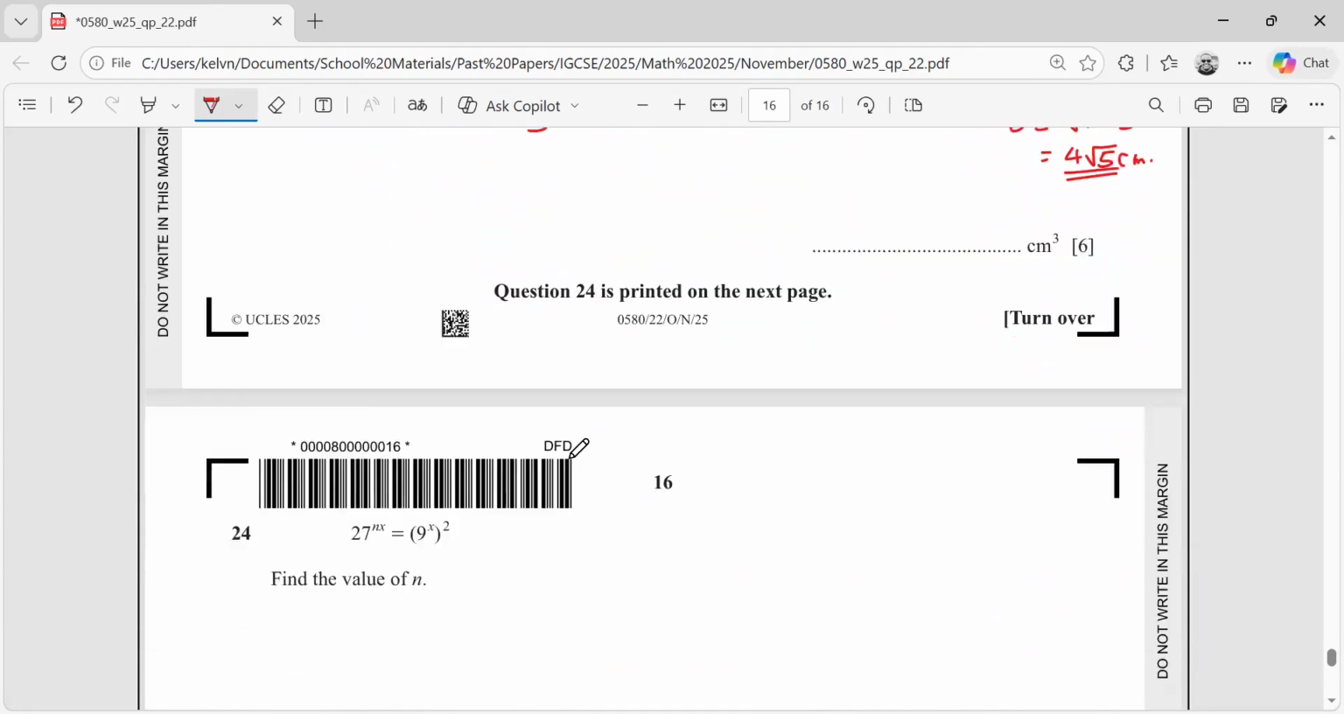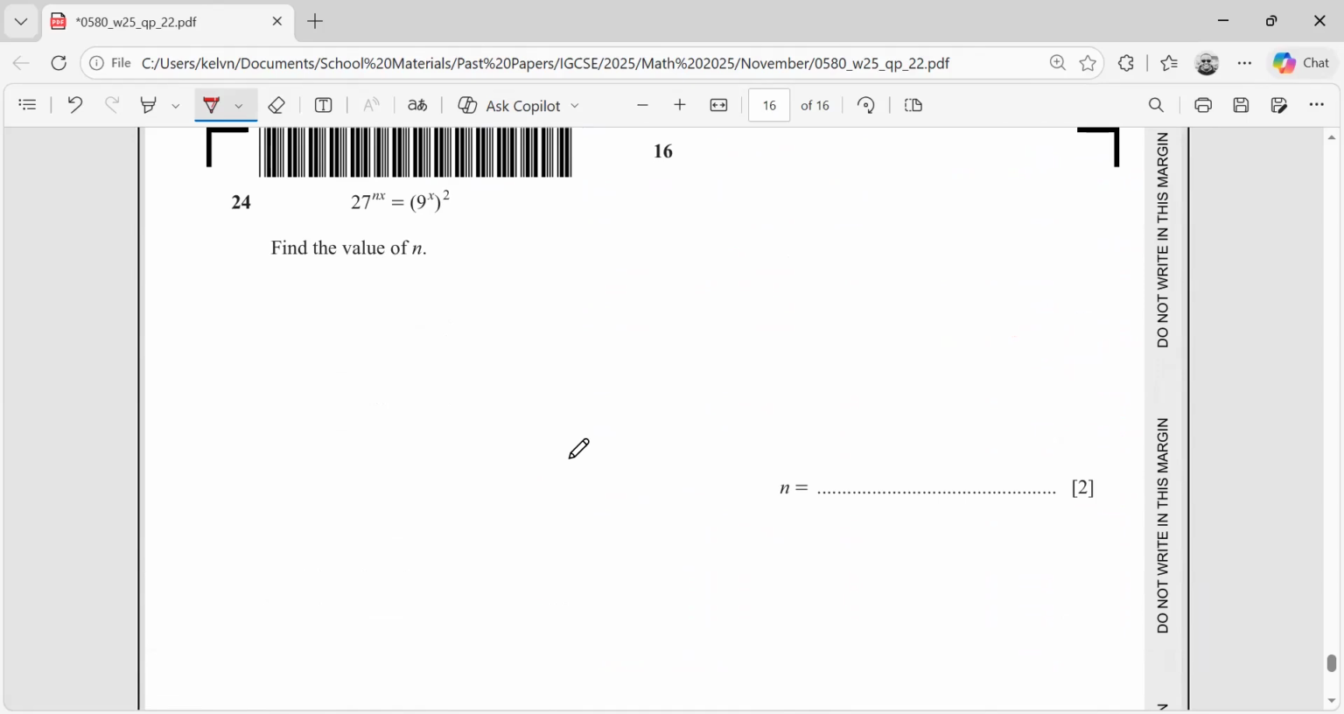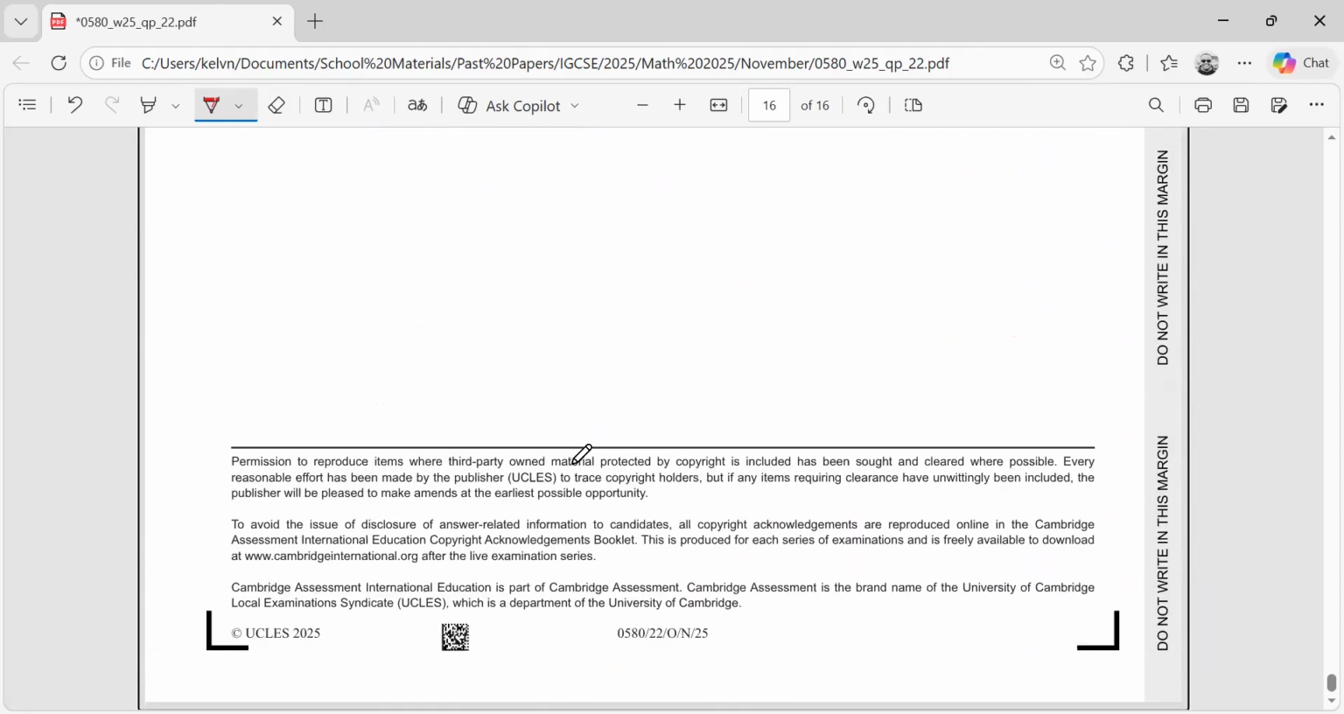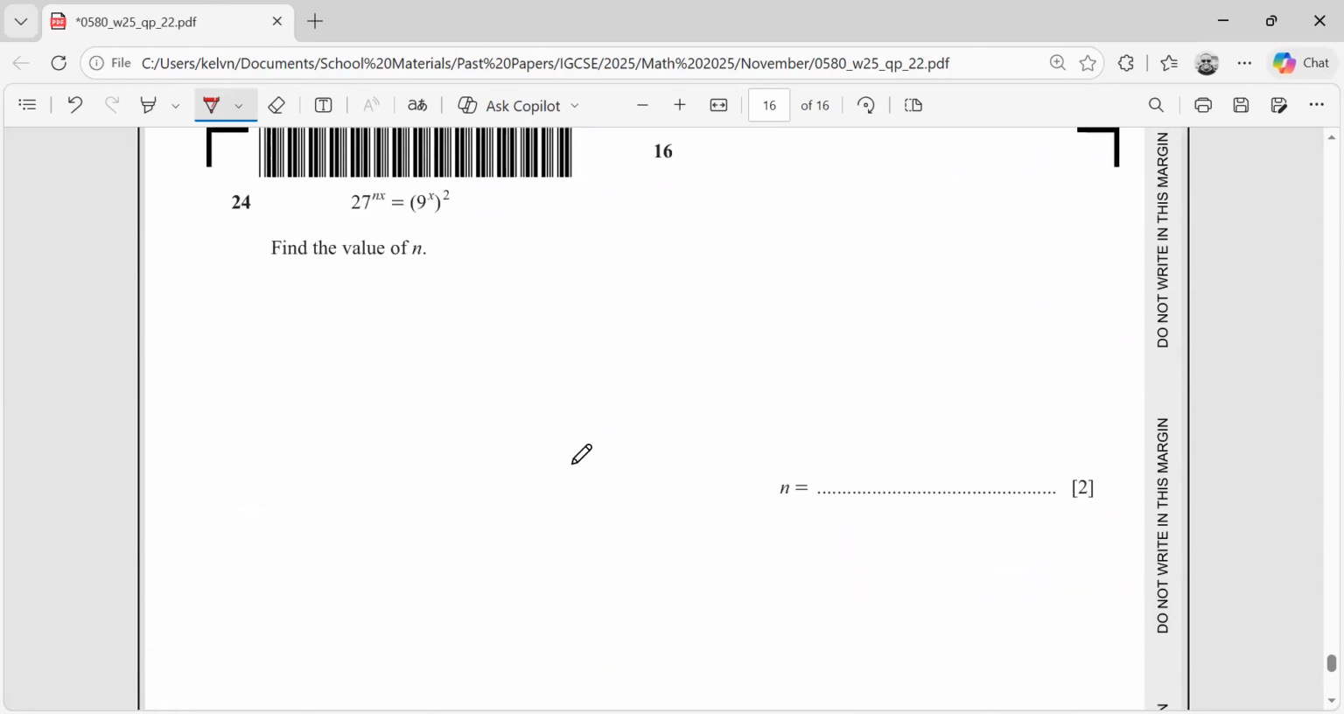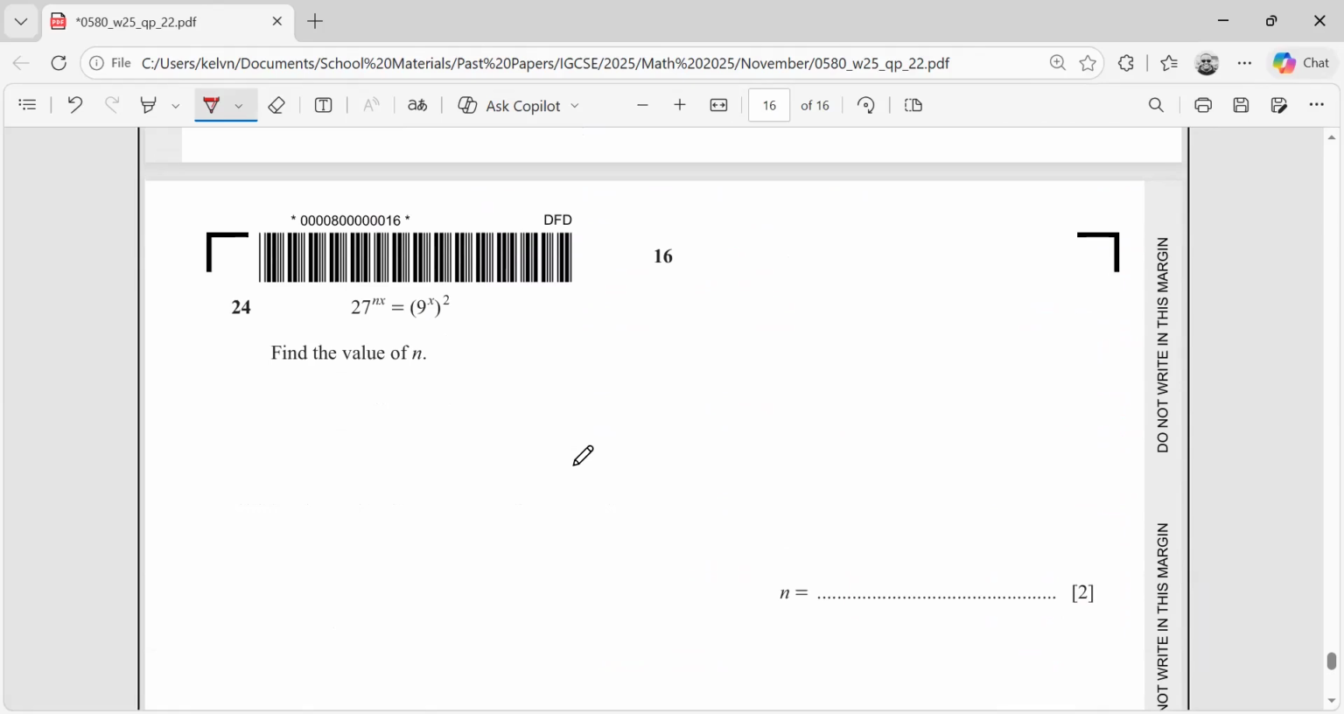Okay, fine. Now let's go to number 24. I believe this is the last one. So you find the value of n. Again, we are dealing with indices. This paper has a lot of indices, so make sure you're really good at it.